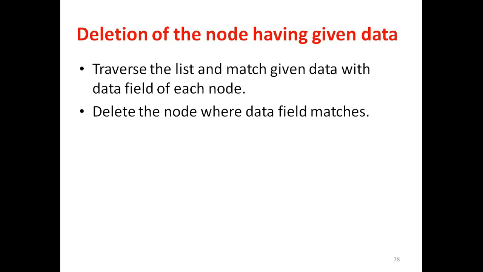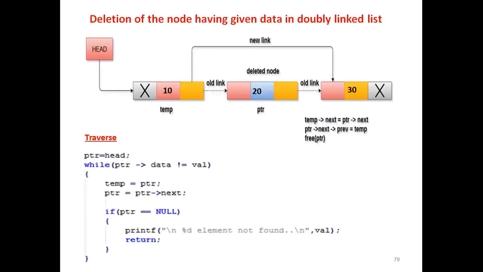Now let us discuss this in a doubly linked list. This is a doubly linked list. It has three nodes: node 1, node 2, and the last node, the third node. Node 1's data field is 10, node 2's data field is 20, and node 3's data field is 30.